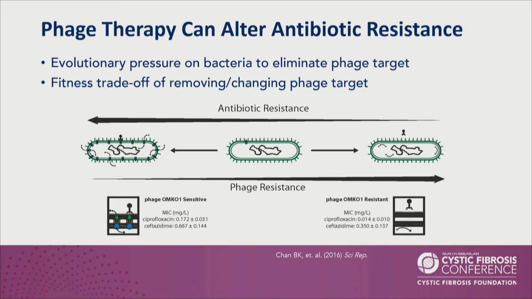But in order for the bacteria to survive, they want to decrease those targets, and so they'll become resistant to the phage. But we want them to be resistant to our phage because that means they have less of those targets. So they'll have less of the antibiotic efflux pump, and this was published in one of his first papers. When they have fewer antibiotic efflux pumps, then of course they are more sensitive to our antibiotics.